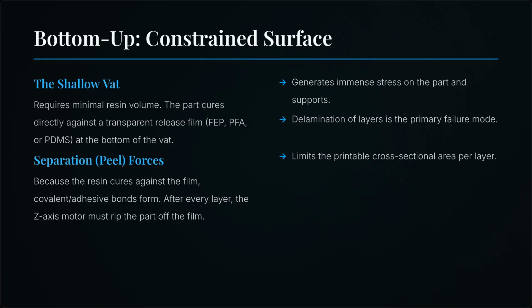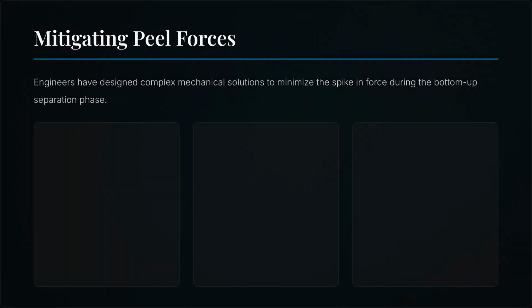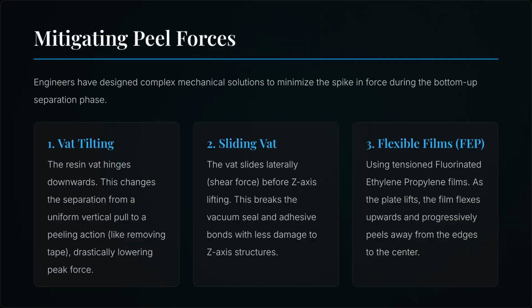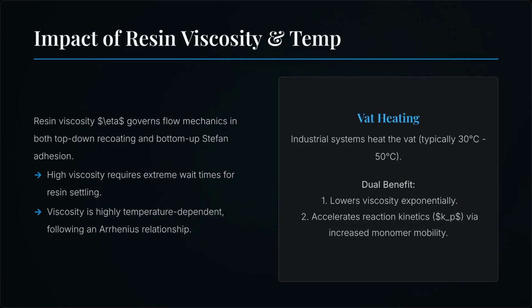In contrast, bottom-up printing uses a transparent film, which enables smaller volumes but introduces peel forces that stress the part after every cured layer. Engineers mitigate these peel forces using mechanical solutions like vat tilting, lateral sliding, or by using flexible FEP films that peel away as the part lifts. Finally, heating the vat is a common strategy. It lowers resin viscosity to speed up flow and increases monomer mobility, enhancing reaction kinetics.